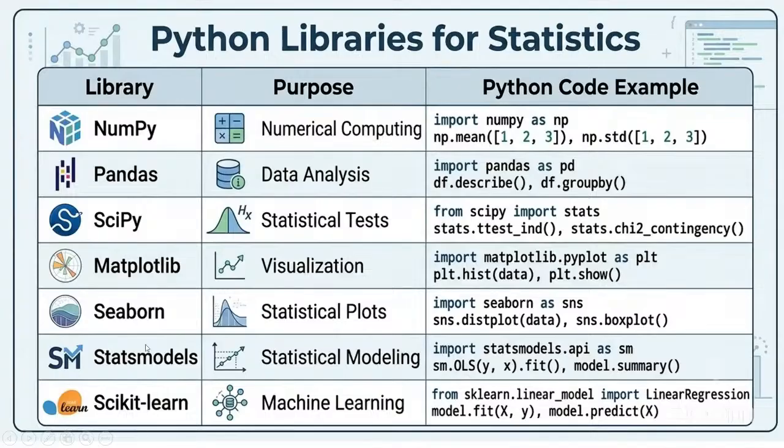And there is another library known as statsmodels that is used for statistical modeling. So we can use import statsmodels.api as sm to create the least squares model, and we can view that model using model.summary.